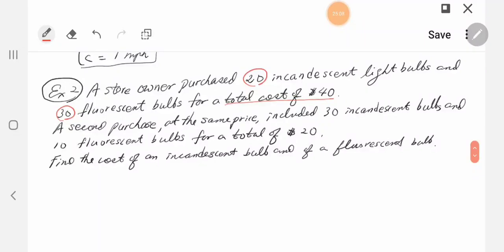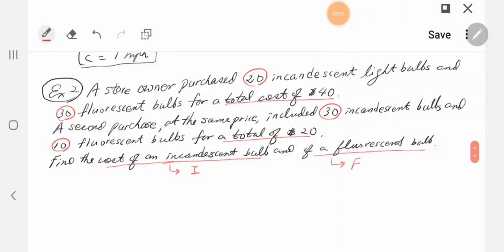And then he made a second purchase, and the price of the incandescent and the fluorescent is the same. In the second purchase, he spent $20 by purchasing 30 incandescent light bulbs and 10 fluorescents. We want to find the cost of each incandescent light bulb. Let's say the cost of an incandescent light bulb is I, and the cost of a fluorescent light bulb is F.